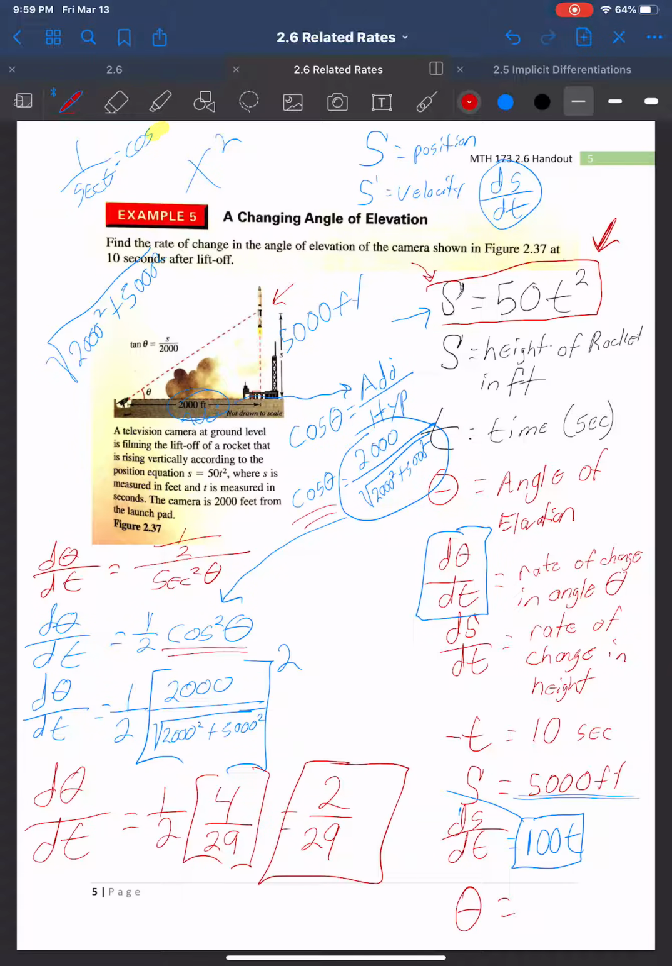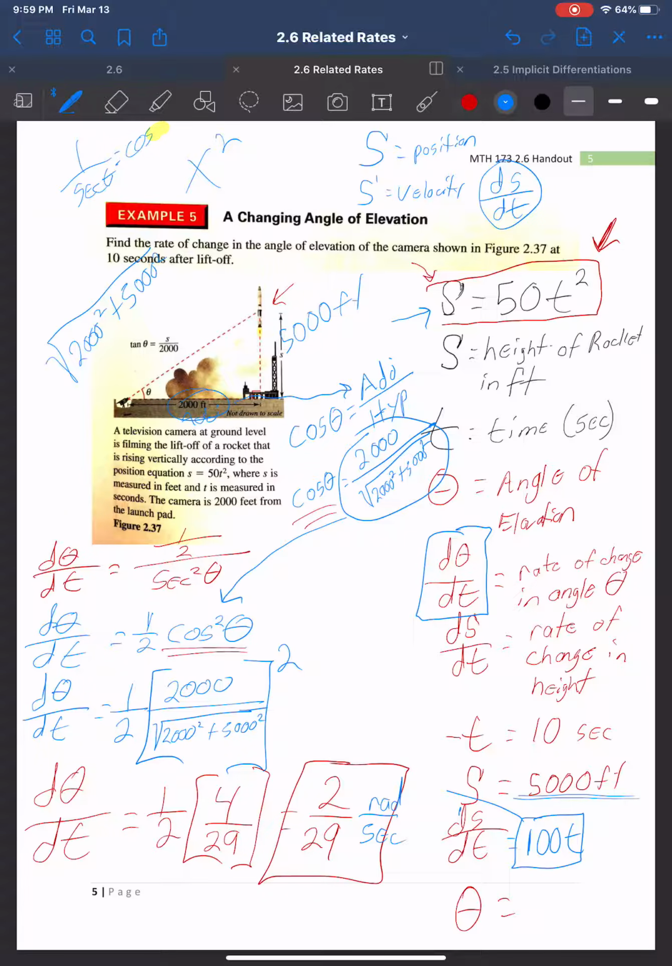Does anybody know the units? That's a good question. This is a rate, so it better be over seconds. And it's an angle, so it's radians per second.